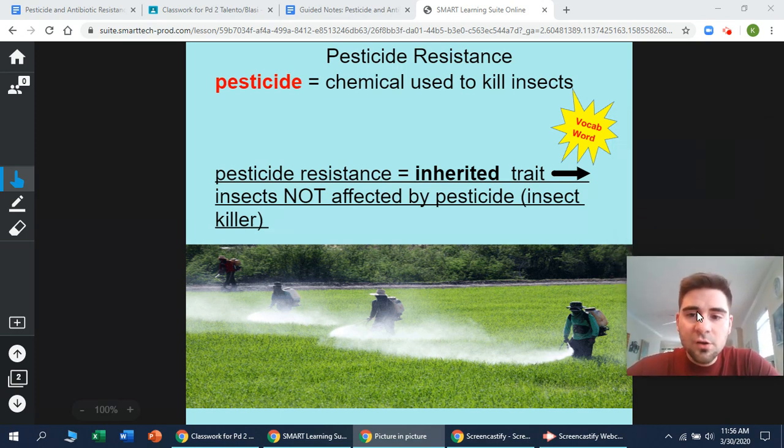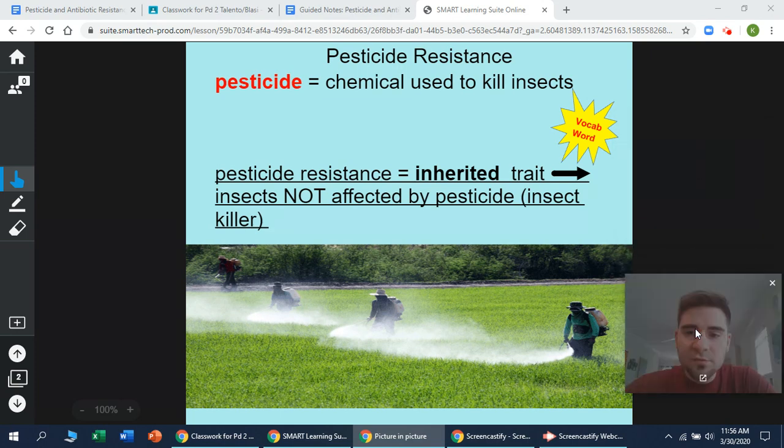So they're not going to produce much fruit. Now, what they start doing is these farmers spray all this pesticide, and they're trying to kill the insects, but some survive. Insects that survive this have what's known as pesticide resistance. So, this is an inherited trait which leads to insects not being affected by pesticide or insect killer. Okay, so again, pesticide means you're killing insects. And if you have pesticide resistance, you inherited the trait where you're not going to be killed by it.